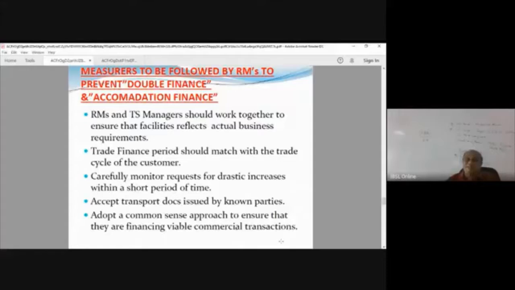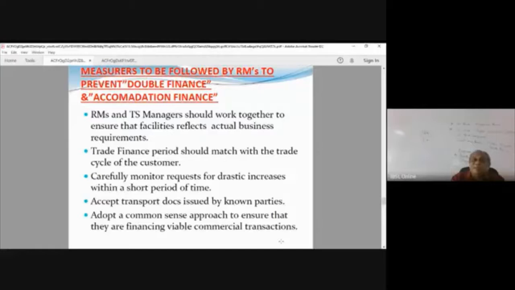Then only you can be an all-rounder, which helps a lot when it comes to promotions. At the interviews they will not ask questions only pertaining to international trade. They will ask questions pertaining to credit, current accounts, savings, deposits, the entire banking. So you should know all of these: measures to be followed by RMs, relationship managers, to prevent double financing and accommodation financing.